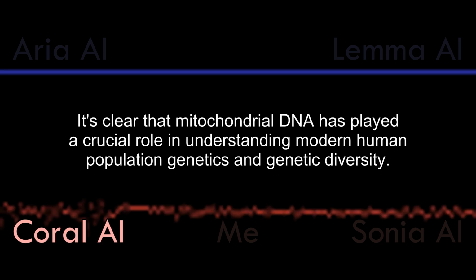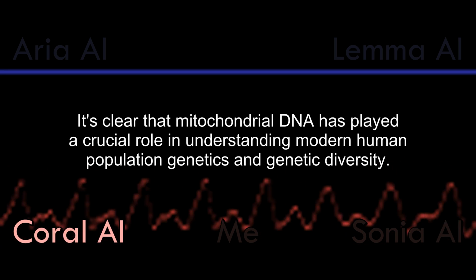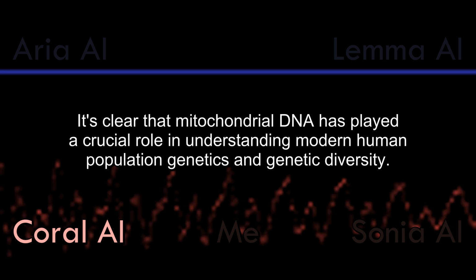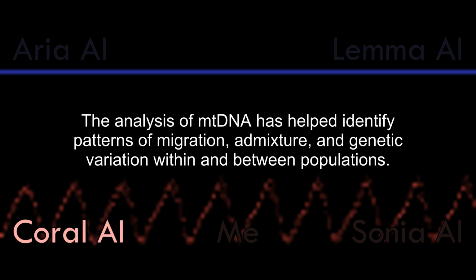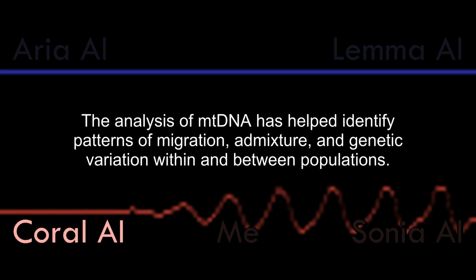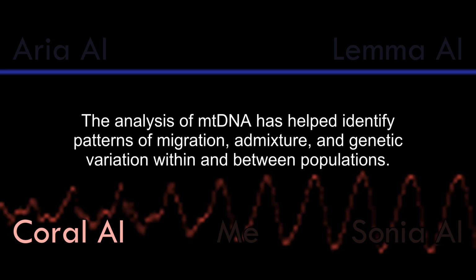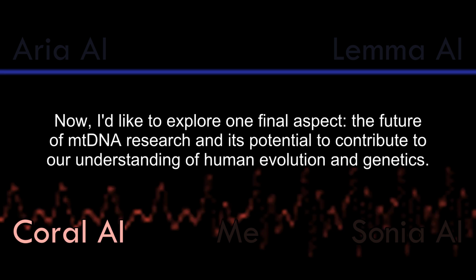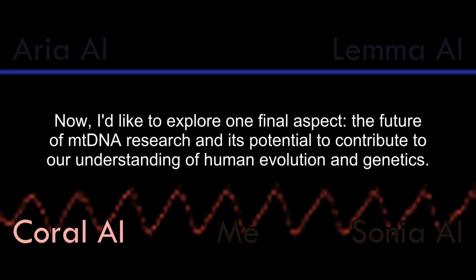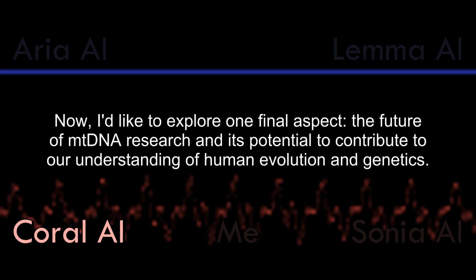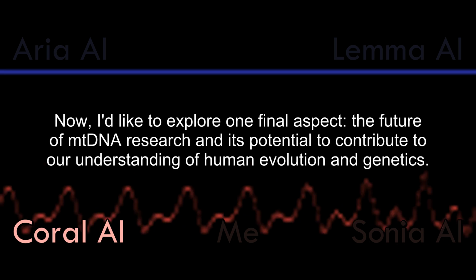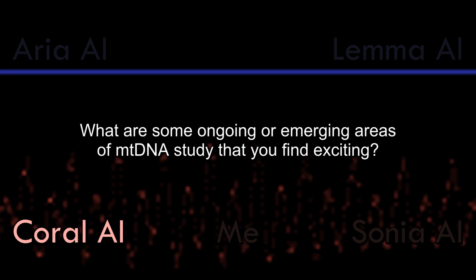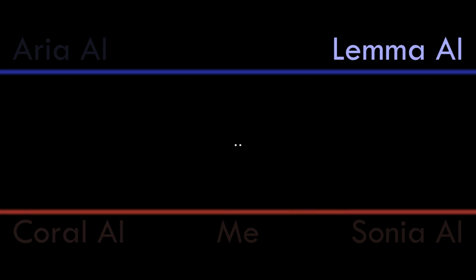It's clear that mitochondrial DNA has played a crucial role in understanding modern human population genetics and genetic diversity. The analysis of mtDNA has helped identify patterns of migration, admixture, and genetic variation within and between populations. Now, I'd like to explore one final aspect: the future of mtDNA research and its potential to contribute to our understanding of human evolution and genetics. What are some ongoing or emerging areas of mtDNA study that you find exciting?